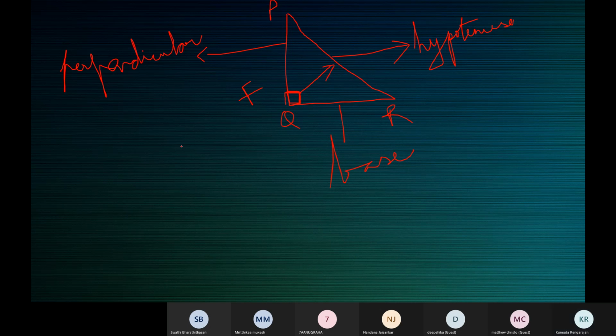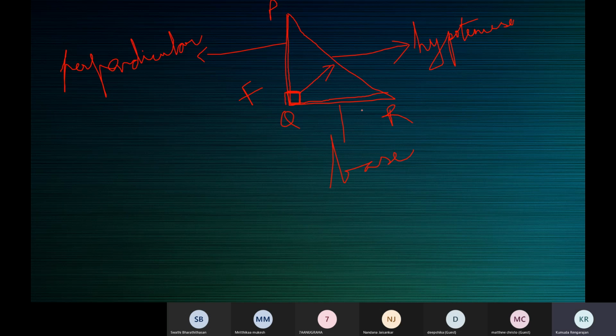So in a right triangle, the longest side lies opposite to the right angle, which is called the hypotenuse. The other two sides are called the sides containing the right angle, that is PQ and QR. Can you see that? PQ and QR are called the sides containing the right angle. Do we understand? The two sides containing the right angle are PQ and QR.